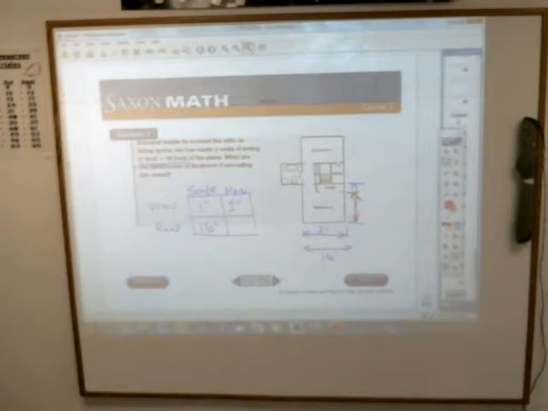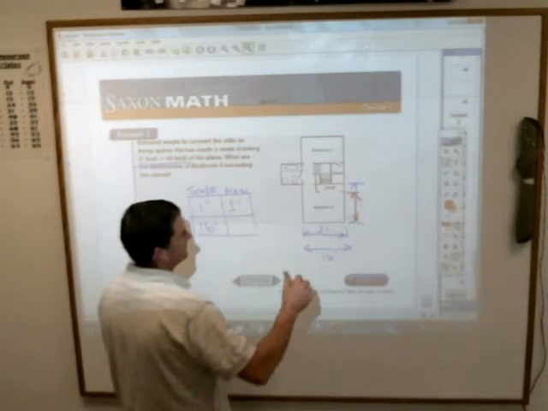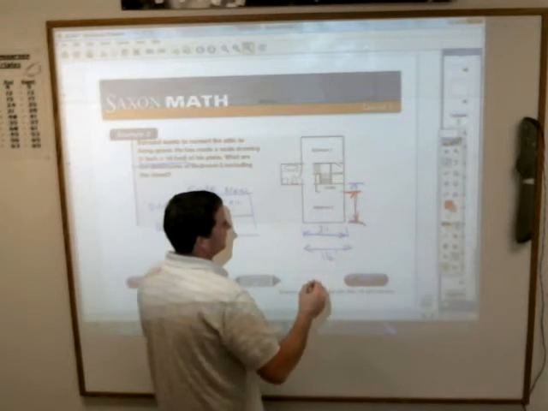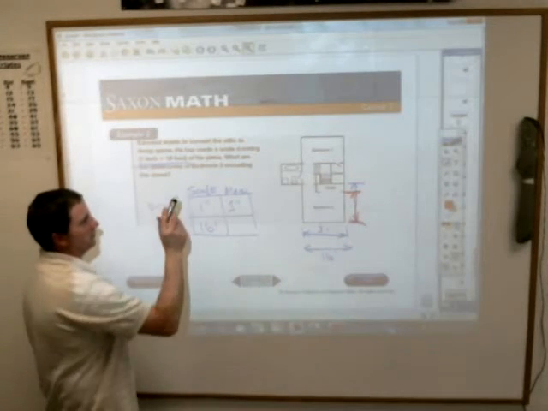Wait, let me look at the answer to this thing and see what they're actually asking. The left side's an inch. Oh, they did go 3/4. Oh, yeah, whatever. Sorry. It was kind of worded bizarre.